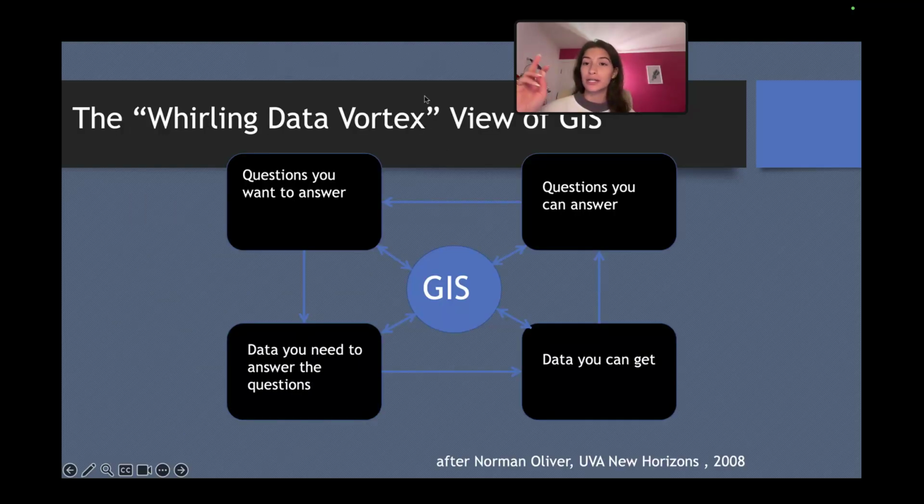So there's something called a whirling data vortex from GIS. This is the questions that you may want to answer, the questions that you can answer, the data that you can get, and then the data that you need to answer the questions. And all of these are constantly shifting around. You may have one, you may not have another. You may have three, but you may not have the fourth. You may have one, but you don't have the three. So it's just something to keep in mind. You can have all the data in the world, but if there's one component missing that you need to run an analysis, then you may not be able to answer that question in the way that you wanted to.